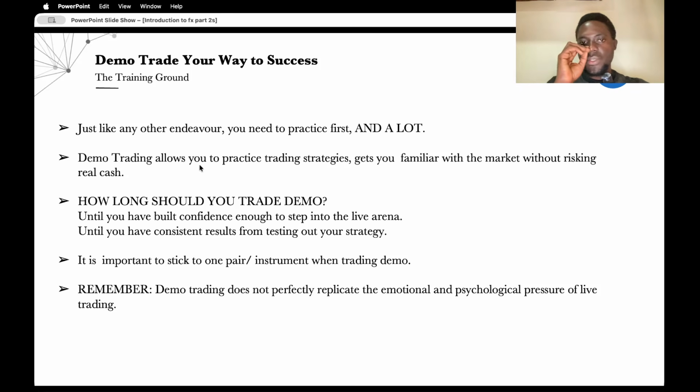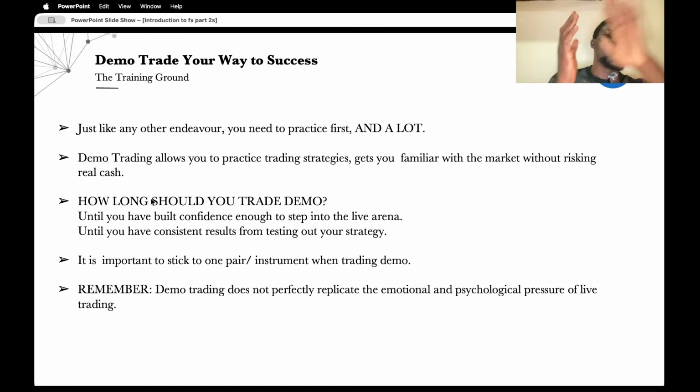So demo trading allows you to practice trading strategies and gets you familiar with the market without risking real cash. Just as the name says, demo, it's like a dummy account. You're opening trades, doing everything you can do, but it's not real money. So if you perfect your strategy on a demo account, then you can put real money. And when you put real money, you're going to follow the same pattern you used for the demo account to raise it from that small amount to a big amount.